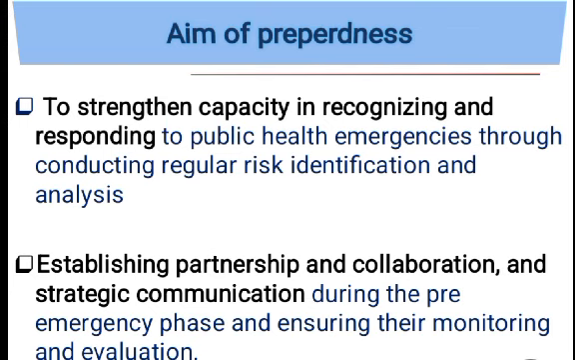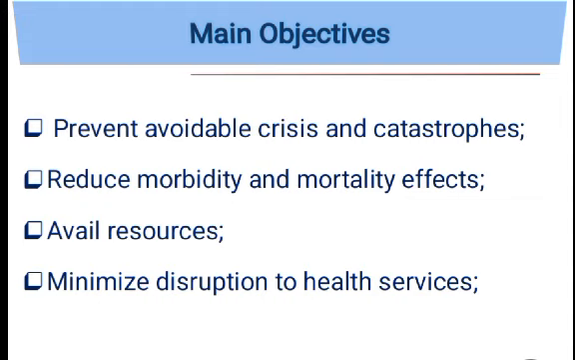The aim of preparedness is to strengthen capacity in recognizing and responding to public health emergencies through conducting regular risk identification and analysis, establishing partnership and collaboration, and strategic communication during the pre-emergency phase, and ensuring their monitoring and evaluation. Main objectives: prevent avoidable crises and catastrophes, reduce morbidity and mortality effects, avail resources, and minimize disruption to health services.